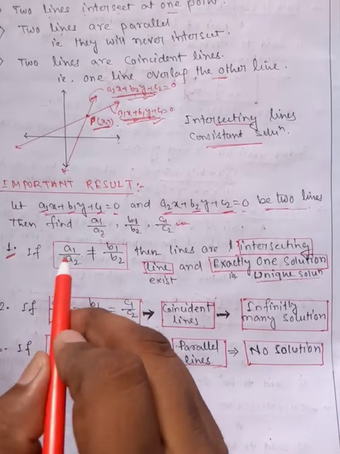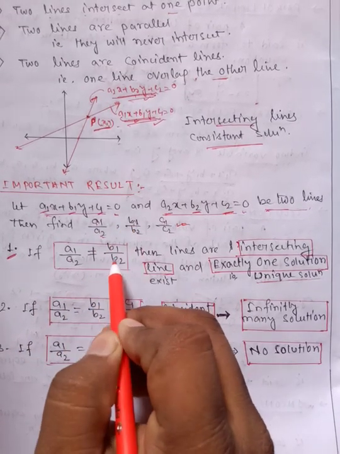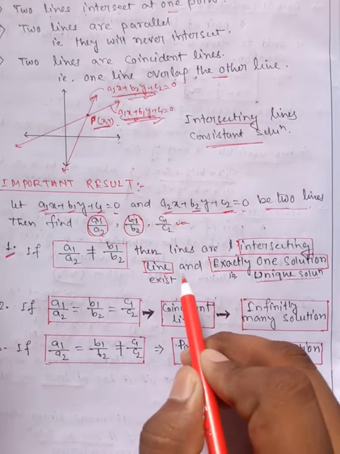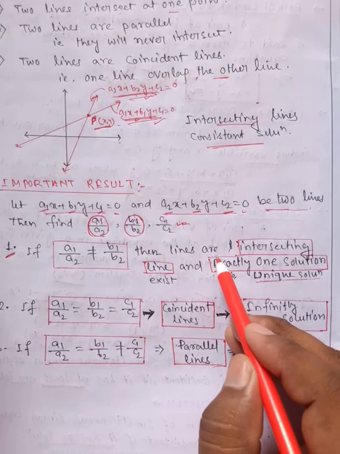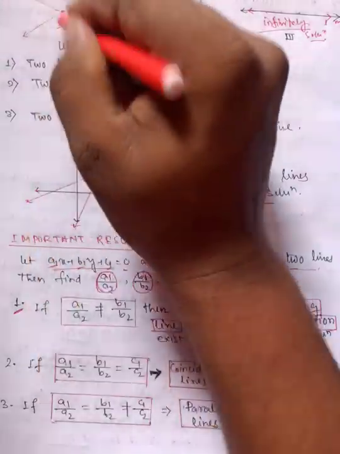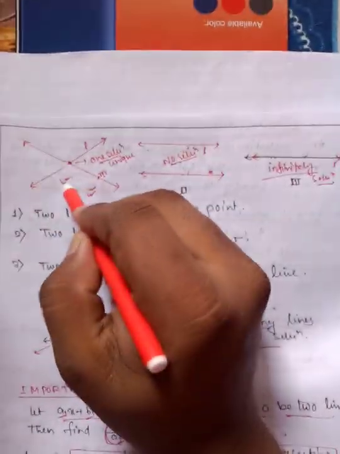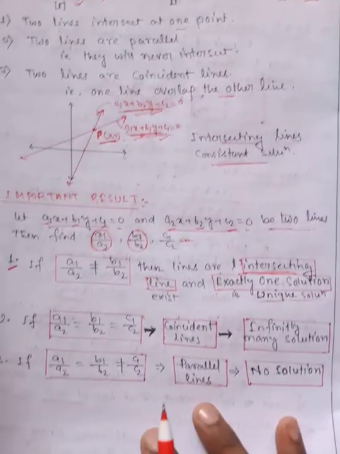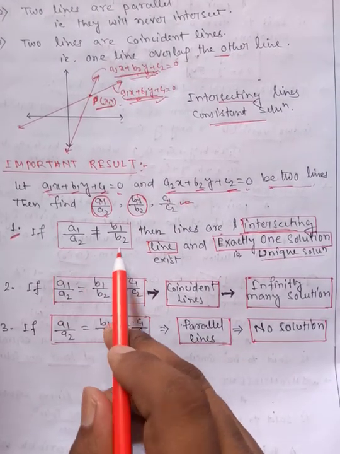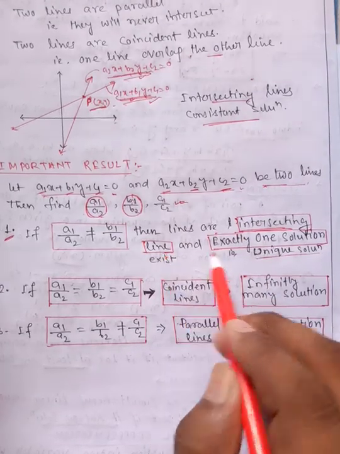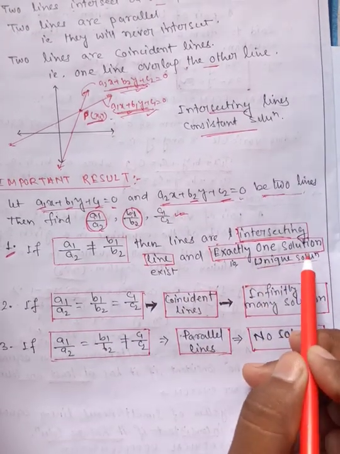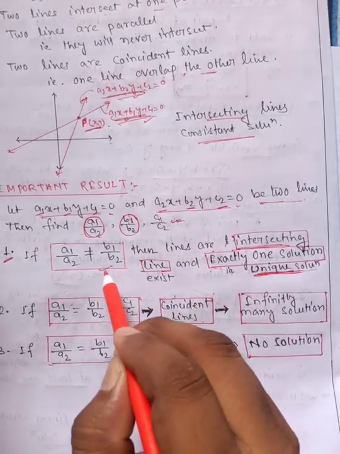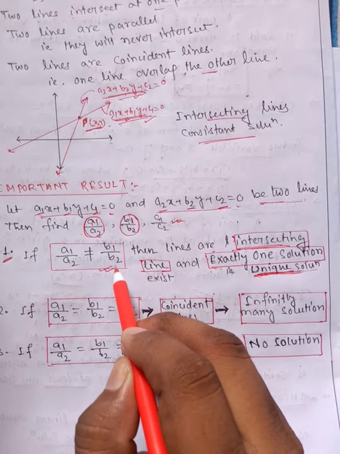So the condition is if a1 by a2 is not equal to b1 by b2, that means the value of this ratio is not equal to the ratio of this. Then what happens? Then the lines will be intersecting lines. That means in the first case, this form will happen. So in the first case, when a1 by a2 is not equal to b1 by b2, then we will get intersecting lines, and you can see here it has exactly one solution, so it has a unique solution. So for a unique solution, the condition is a1 by a2 not equal to b1 by b2.